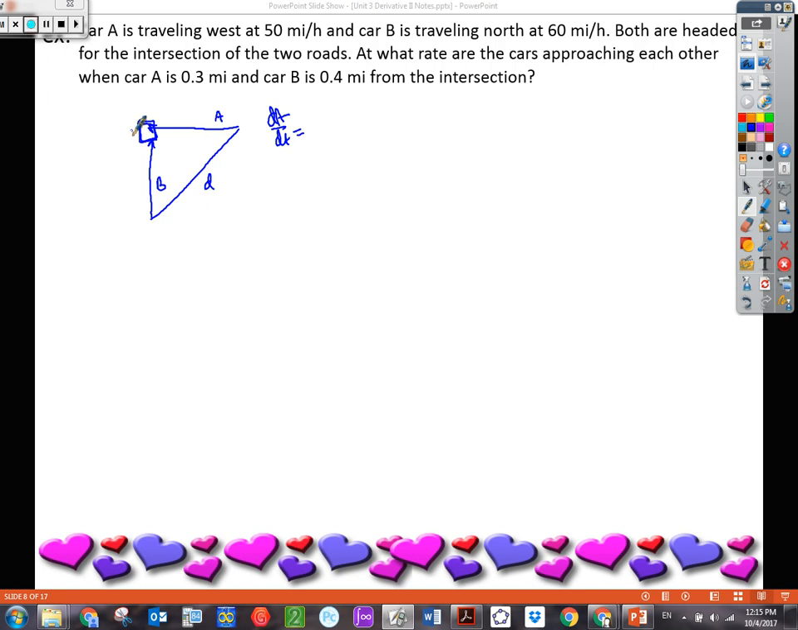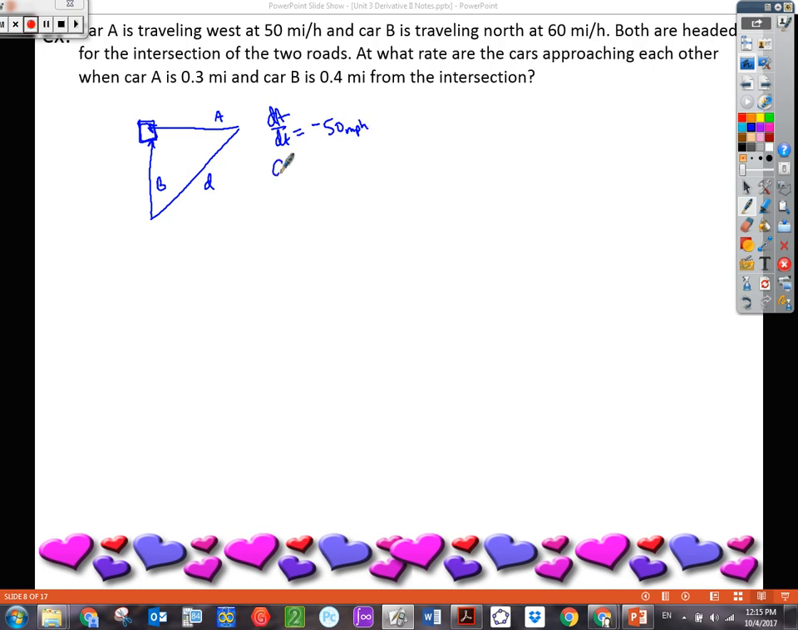So in this particular case, the distance between car A and the intersection, because the intersection is our focal point, right? We're headed to the intersection, is decreasing. The distance is decreasing, so it's going to be a negative 50 miles per hour. We're given that in the equation.